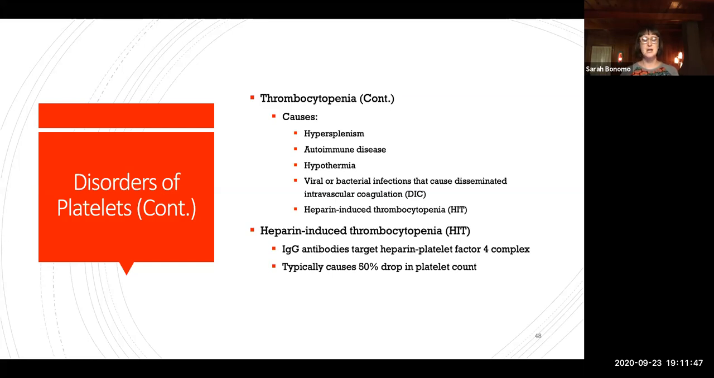Don't memorize this. Just tuck it away for later, that there is the possibility of causing someone to get thrombocytopenia by giving them heparin. And it can really drop those platelets quickly, like by half. So we've got to keep an eye on that. We've got to educate. We've got to be prepared to intervene if necessary.